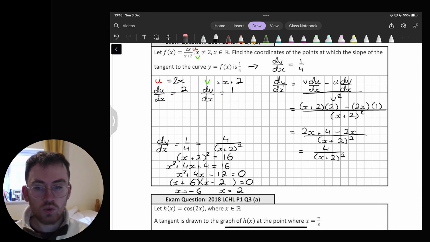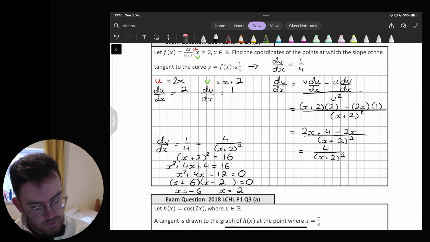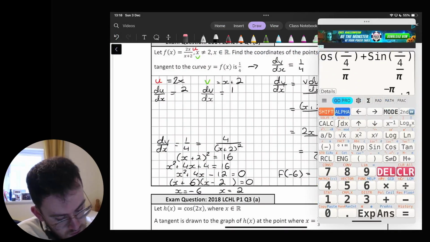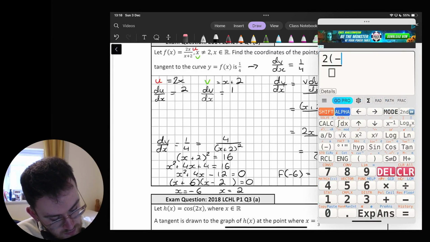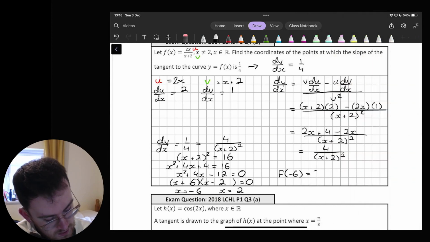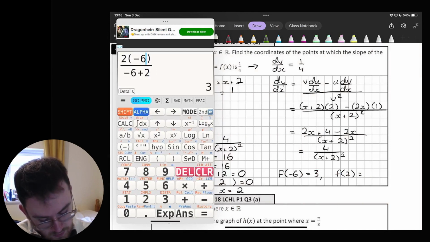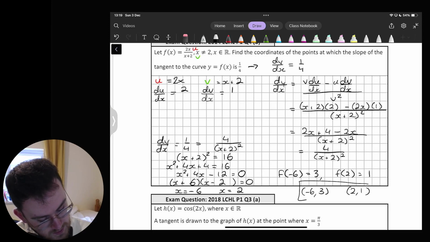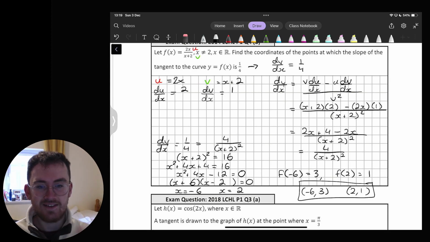Now I'm asked to find the coordinates of those points, so I need to sub those back into the original function. If I do f of minus 6, I'll just use my calculator to evaluate that one. So minus 6 over minus 6 plus 2, that's going to give me 3. If I do f of 2, the same idea again, I get 1. So my 2 points are minus 6, 3, and the point 2, 1. That's my 2 points there, where my graph will have that exact slope.